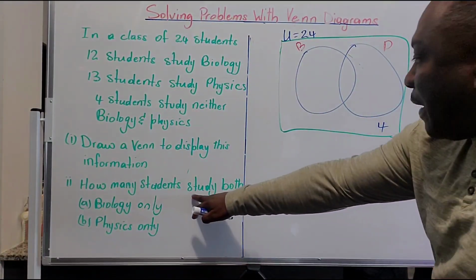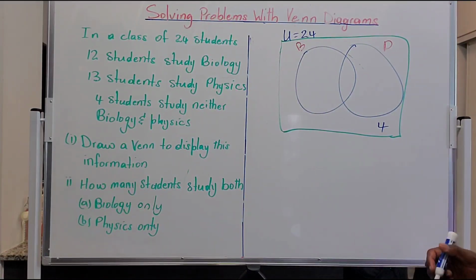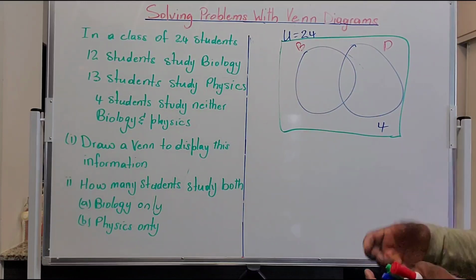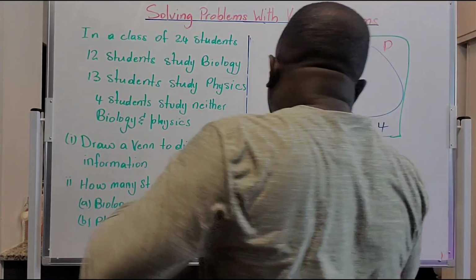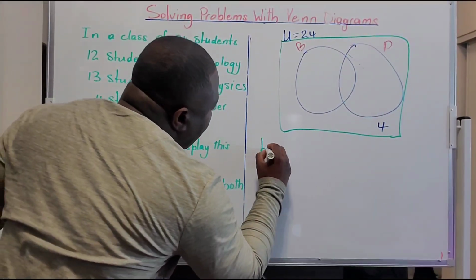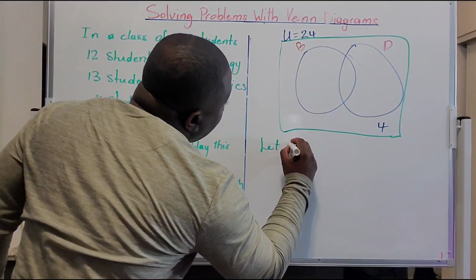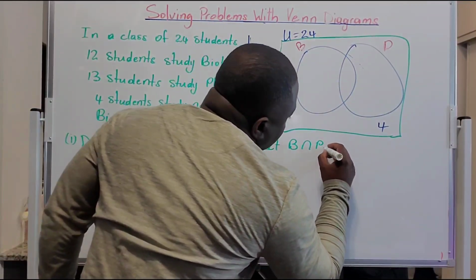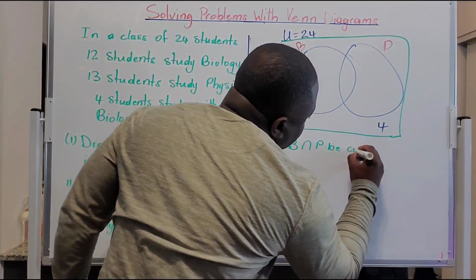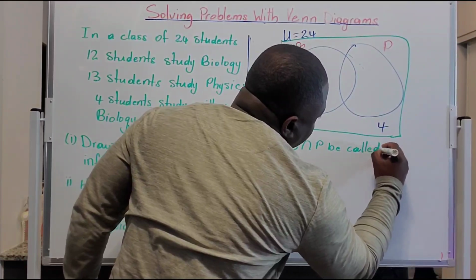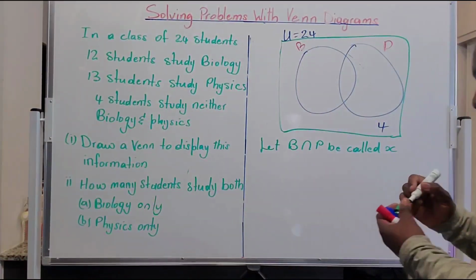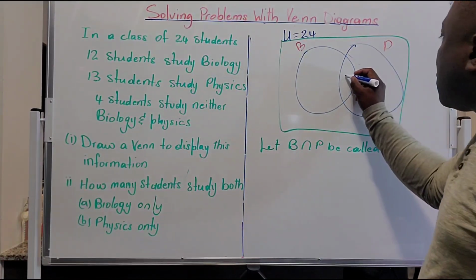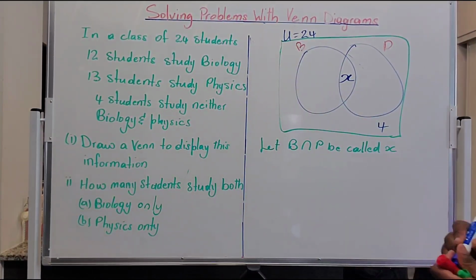It wants us to find how many students are doing physics and biology. That is not given, so we want to find that information. So what I'll do is to let B intersecting P be called X. So I'm using X to represent the intersection of both sets. So I'll place X here.